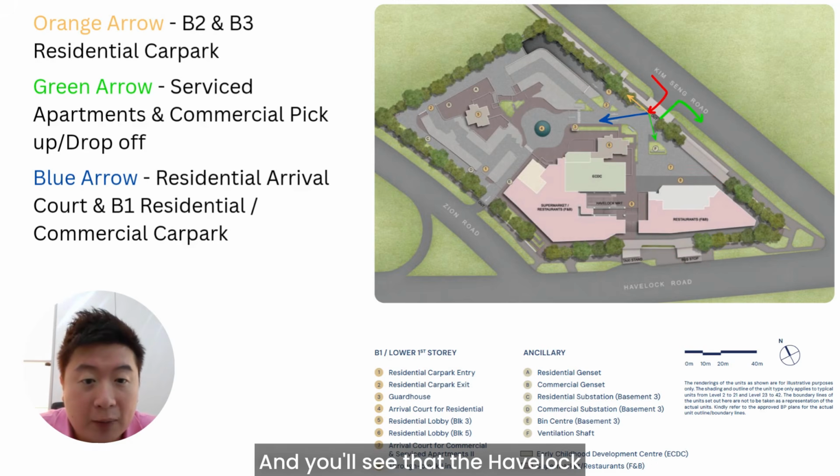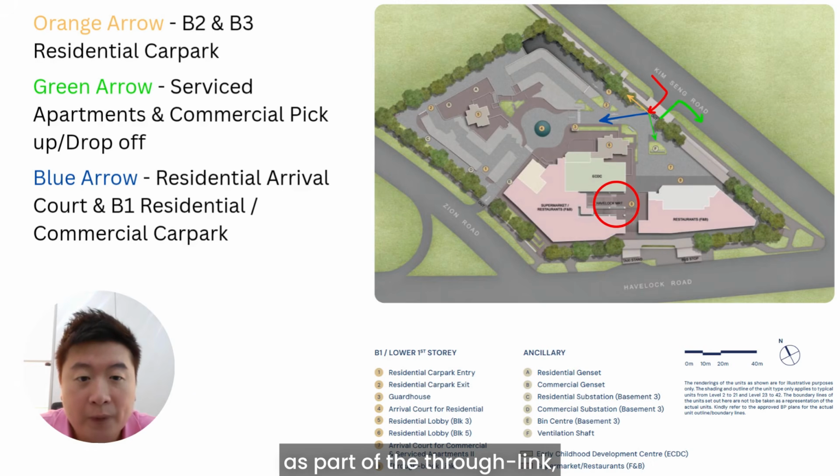And you'll see that the Havelock MRT is actually over here as part of the true link. The Havelock MRT is between the ECDC as well as the supermarket slash commercial.